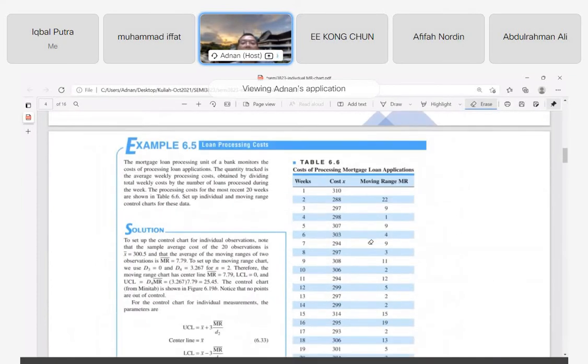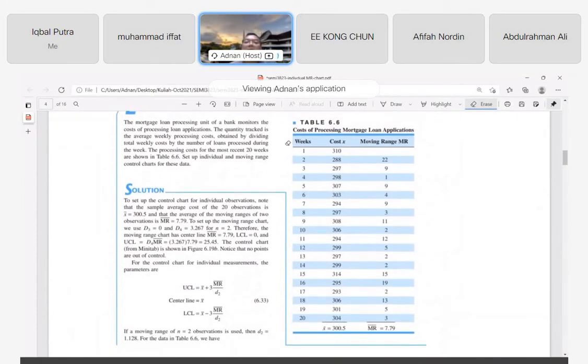The data is given where we have weeks, and we have data in terms of cost. We want to see the cost of processing a mortgage and how it varies. So week 1, this is the cost. Week 2, this is the cost. So is there any unnatural variation happening here? But remember, this is individual data. Because it is individual data, we always want to have the mean and also the range.